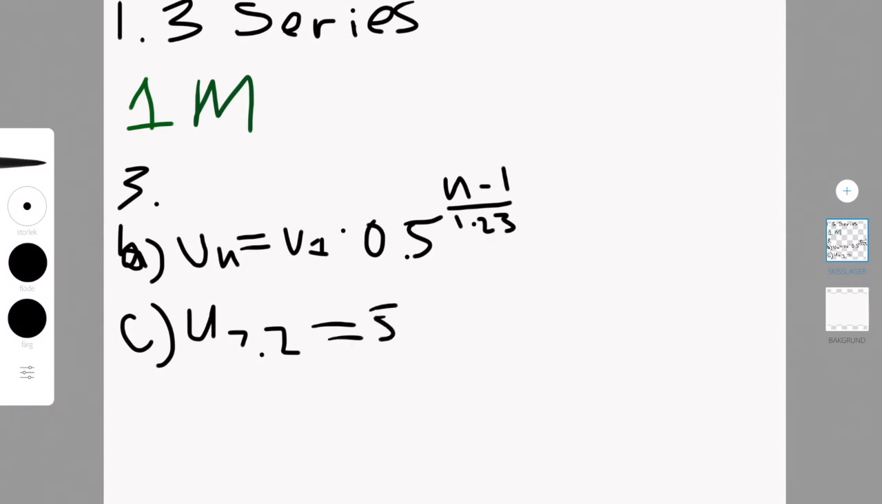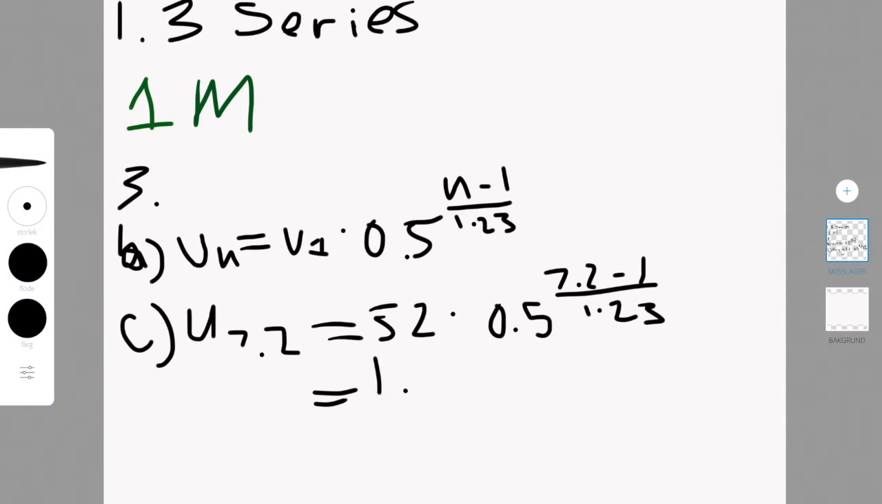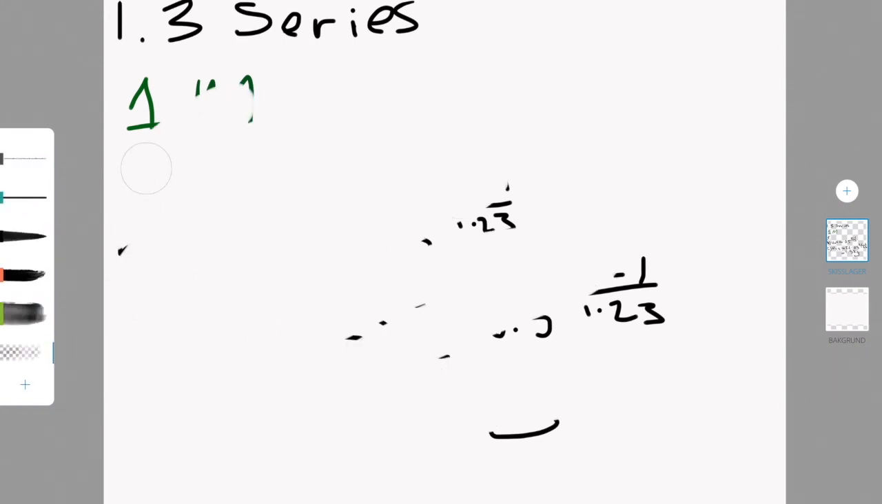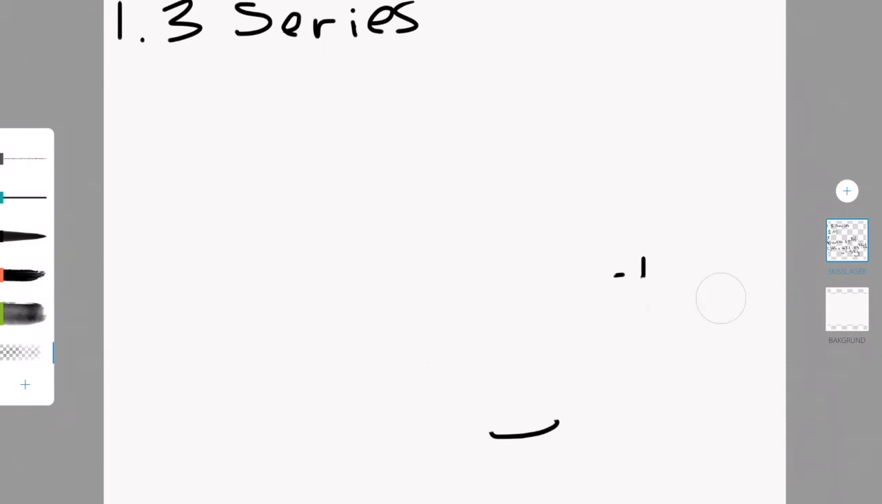Here I also wrote C instead of D, but basically here you just plug in the 52 grams into the formula you just created. The numbers for the exponent part became so long that I didn't even bother writing them, so I just wrote the answer instead. But when you do it with a calculator, you should get this answer, which is that you will remain with 1.58 grams after 7.2 years.